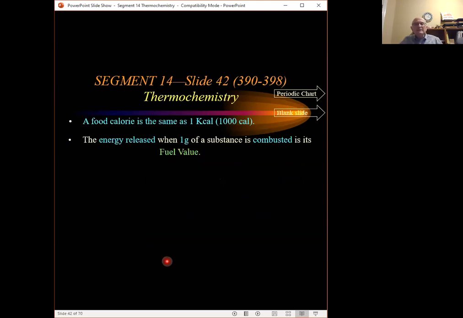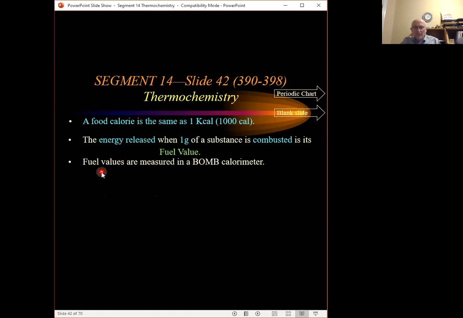Now, just a few little tidbits. When you talk about calories in your food, it's really what we call kilocalories. So a food calorie is a kilocalorie for a scientist. And when you burn stuff in air, you can get a fuel value for something. For example, like you're burning your Cheerios. If you burn that in air, the heat that would be given off when you burn 1 gram would be the fuel value for Cheerios. And you can do that.